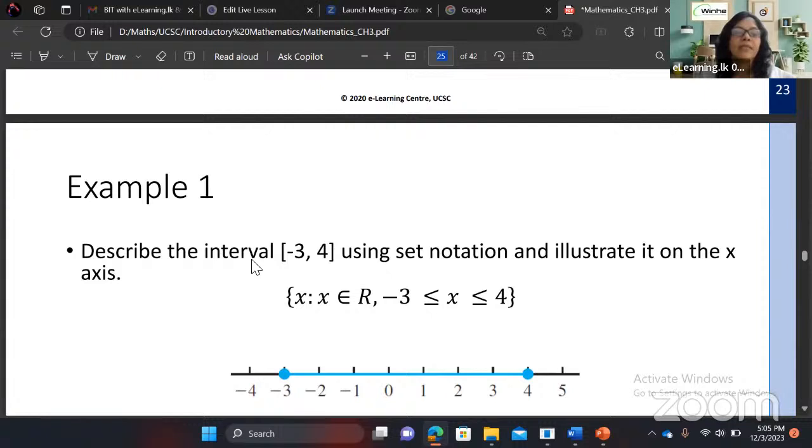Describe the interval [-3, 4] using set notation. If you are asked to represent it using set notation, then what you have to do is write within the curly brackets: x colon x belongs to R, comma, minus 3. The side of minus 3 has the square bracket, therefore minus 3 is less than or equal to x, less than or equal to 4.